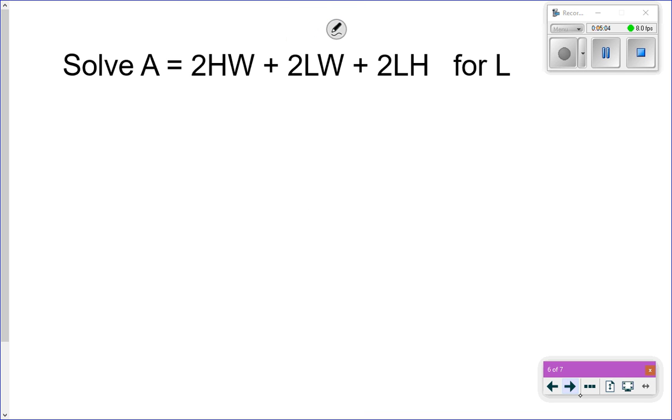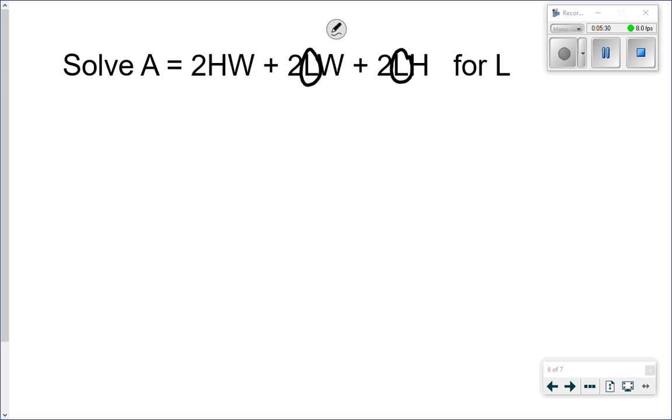Next example, I have A equals 2HW plus 2LW plus 2LH, and we are solving for L. So I've got two L's here, which is a problem. I can only have one. So this problem is going to be solved a little bit differently, but there's going to be examples like this on your homework and then on the Chapter 2 test as well.